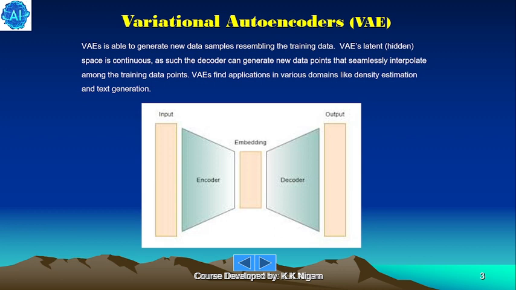A VAE is able to generate new data samples resembling the training data. A VAE's latent, or rather hidden, space is continuous. As such, the decoder can generate new data points that seamlessly interpolate among the training data points. VAEs find applications in various domains like density estimation and text generation.